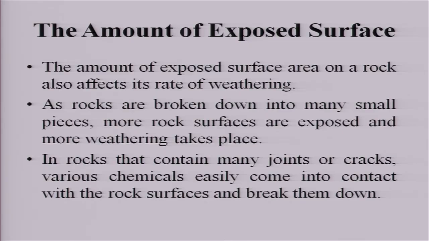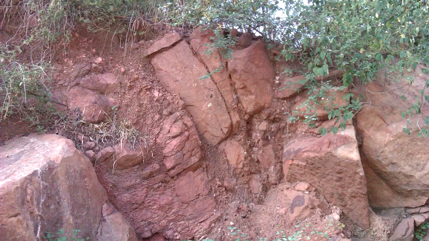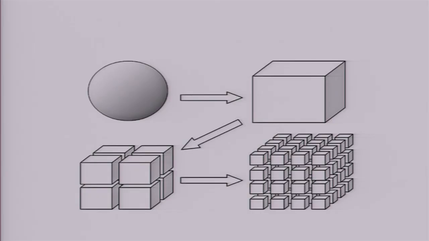Why do we do this? Because it cooks faster. The amount of exposed surface of rock also affects the rate of weathering. As the rocks are broken down into many small pieces, many rock surfaces are exposed and weathering takes place. For example, if there are joints and cracks, more weathering will occur because water can move through these cracks and cause that. Now, I can show you a diagram here.